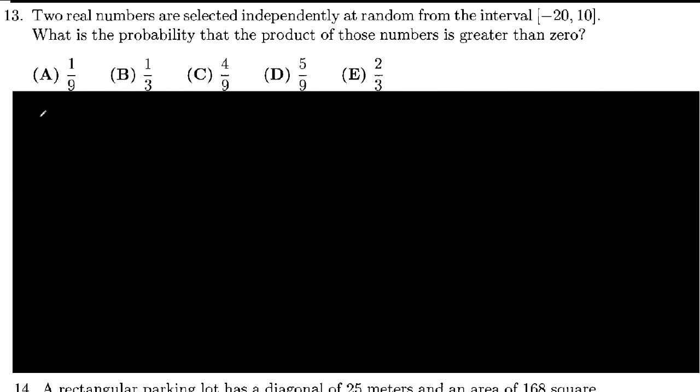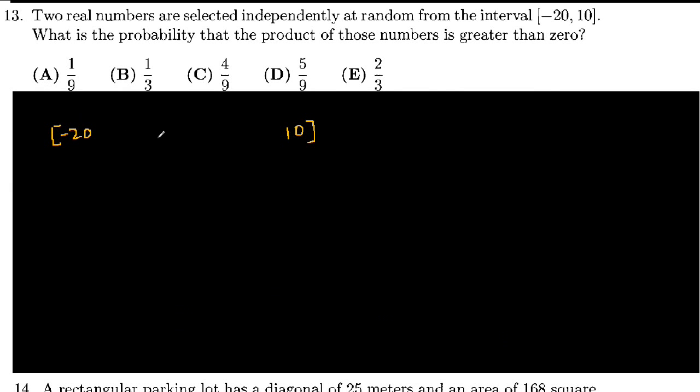Question number 13. Two real numbers are selected independently at random from the interval -20 to 10 inclusive. What is the probability that the product of those numbers is greater than 0?